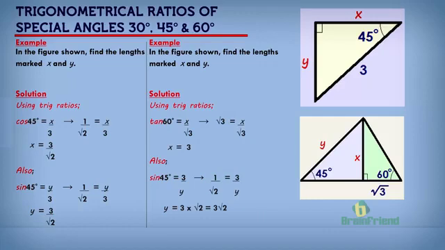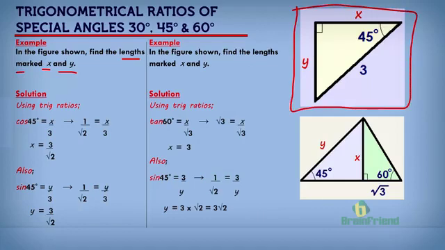In the figure shown, find the lengths marked x and y. So let's treat our first figure here. We have x and we have y. Here we see our given angle is 45 degrees. So I guess you must be excited now. We have a case of a special angle which we can easily solve. All right? Let's see which of our sides are in play.